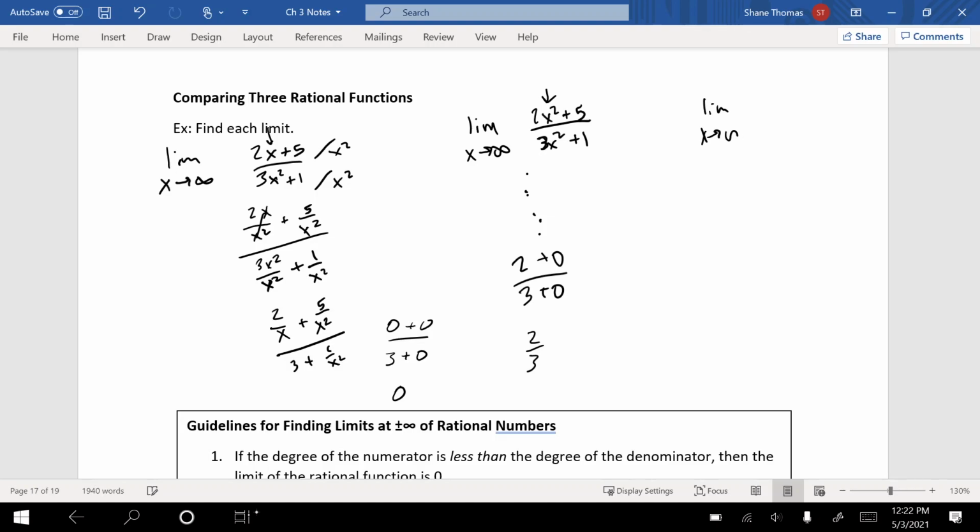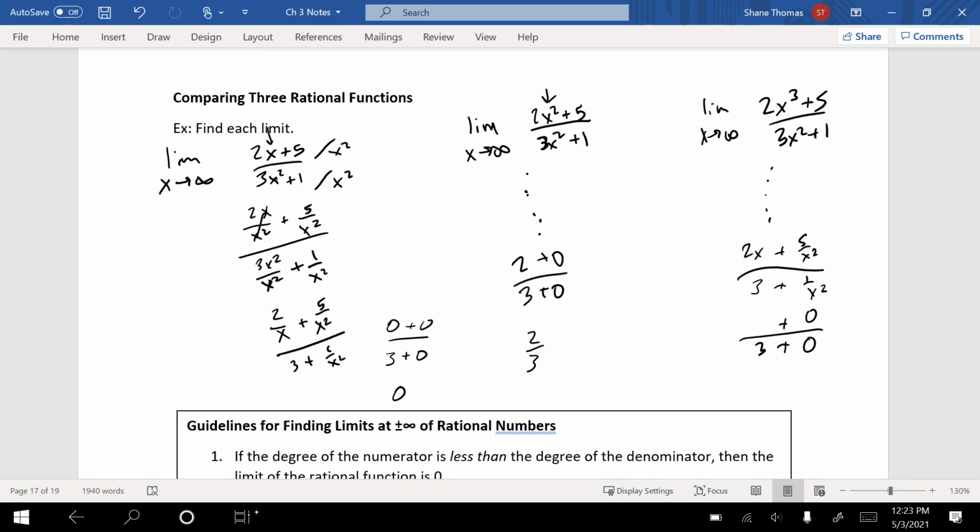Limit as x approaches infinity of 2x to the third plus 5 over 3x squared plus 1. Now this one, my top is a higher power than the bottom, right? So I'm going to flash forward a little bit because I'm going to end up with this: 2x plus 5 over x squared, over 3 plus 1 over x squared. Now where this gets weird is that this is 0, this is 0, this is 3. No different there.